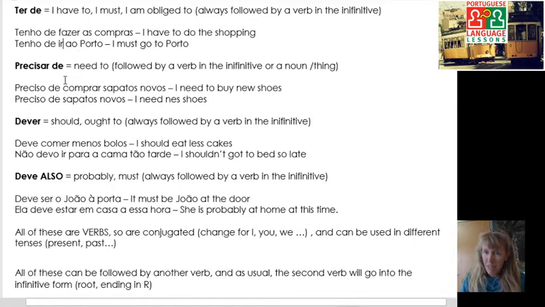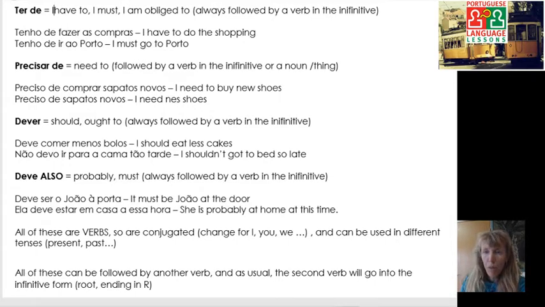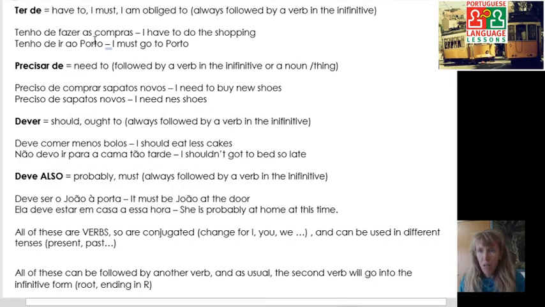Okay. Precisar de can be very similar, meaning need to, and again it's followed by a verb in the infinitive. This time it could also be a noun or a thing. You could need something. So, for example, preciso de comprar sapatos novos, or preciso de sapatos novos. I need new shoes.